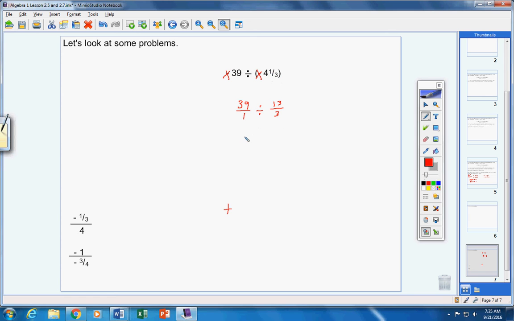Now, when you're dividing fractions, remember you flip the second fraction, you multiply. So let's flip 13 over 3. And now let's cross cancel. 13 goes into 39 3 times. 3 times 3 is 9. 1 times 1 is 1. 9 over 1 is 9. We already know the answer is going to be positive. So my answer is positive 9. Okay, watch that again if you need to.